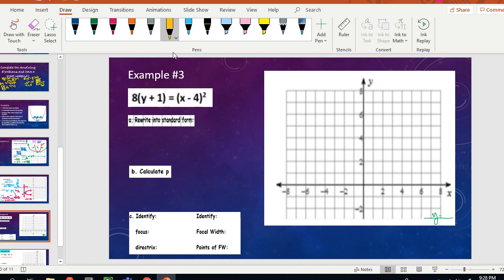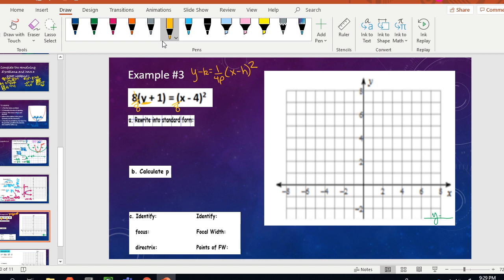All right, rewrite it in standard form. First thing I got to do is divide by 8. Guys, I had a lot of kids wanting to subtract 8 away or to multiply 8 through. Don't do that because you want it y minus k equals 1 over 4p times x minus h squared. I used the one that I needed to because y came first and was alone.